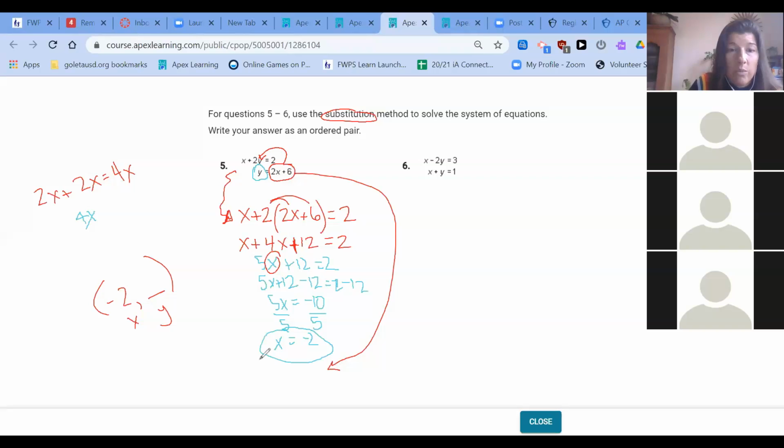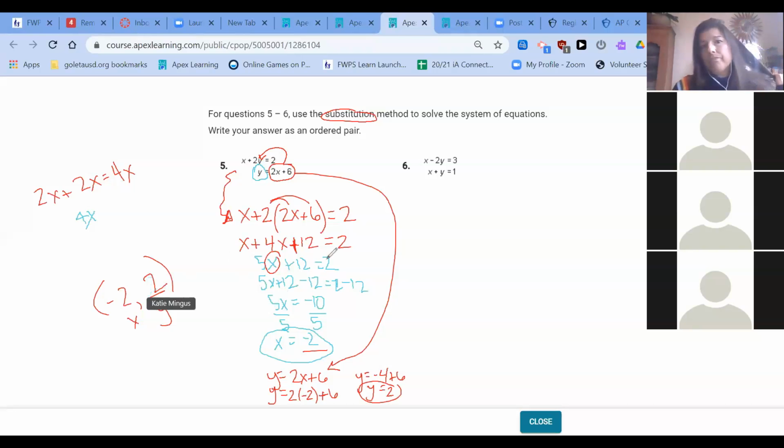So I'm going to bring that second one down. So we have y equals 2x plus 6. If we substitute in -2 for x, we're going to have y equals 2 times -2, and then add 6, which is -4 plus 6. So y equals 2. So when x equals -2, y equals +2. Awesome. Okay, what questions do we have?